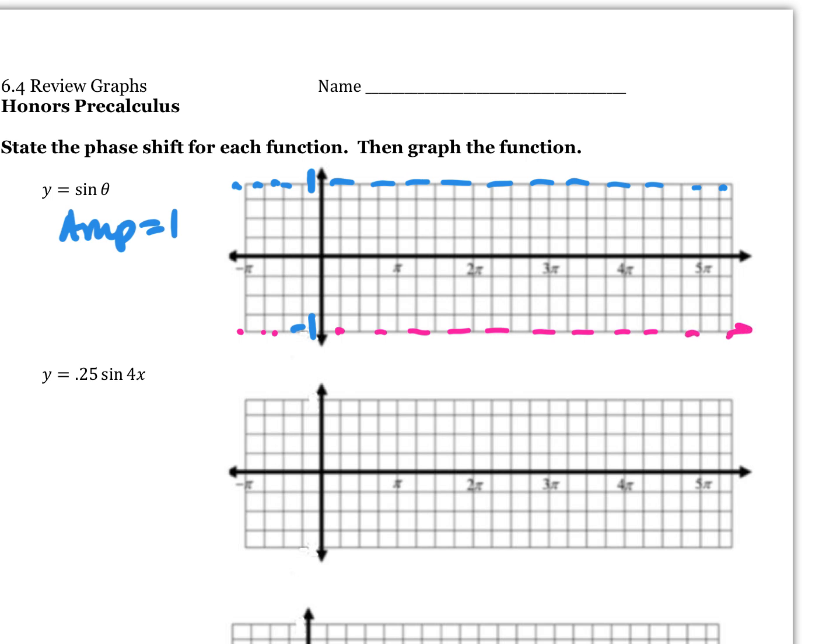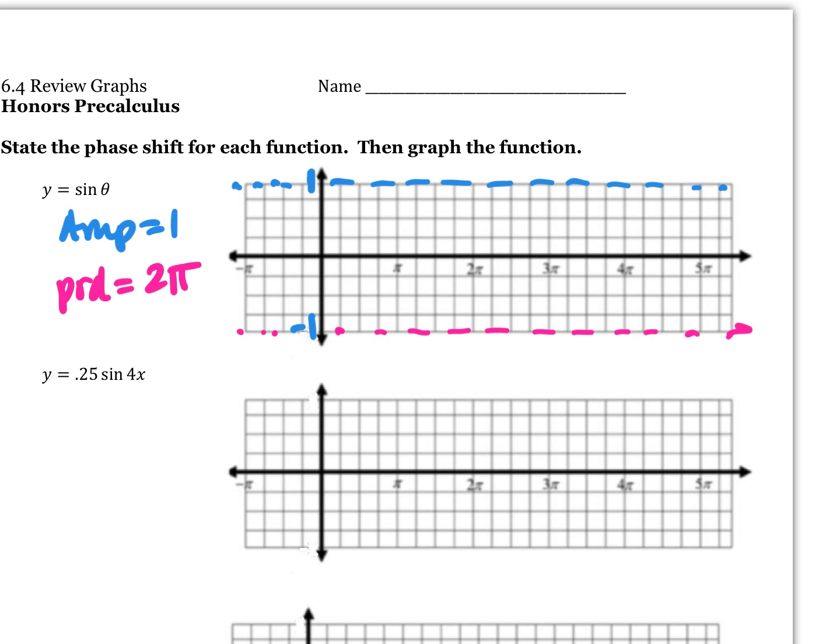You guys, what's the period? Period is always 2 pi over k. What is my k in this case? What's my k here? It's in front of my theta. Very good. 2 pi over 1 is going to just be what?